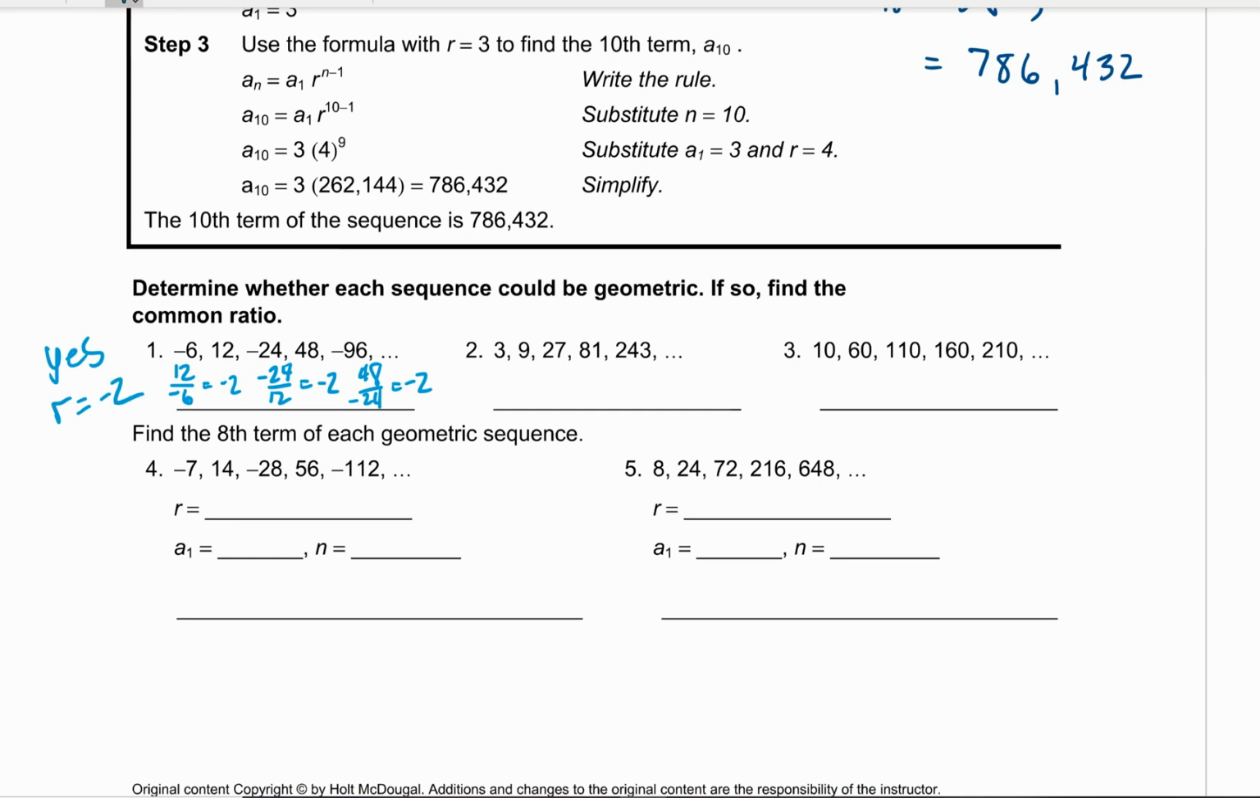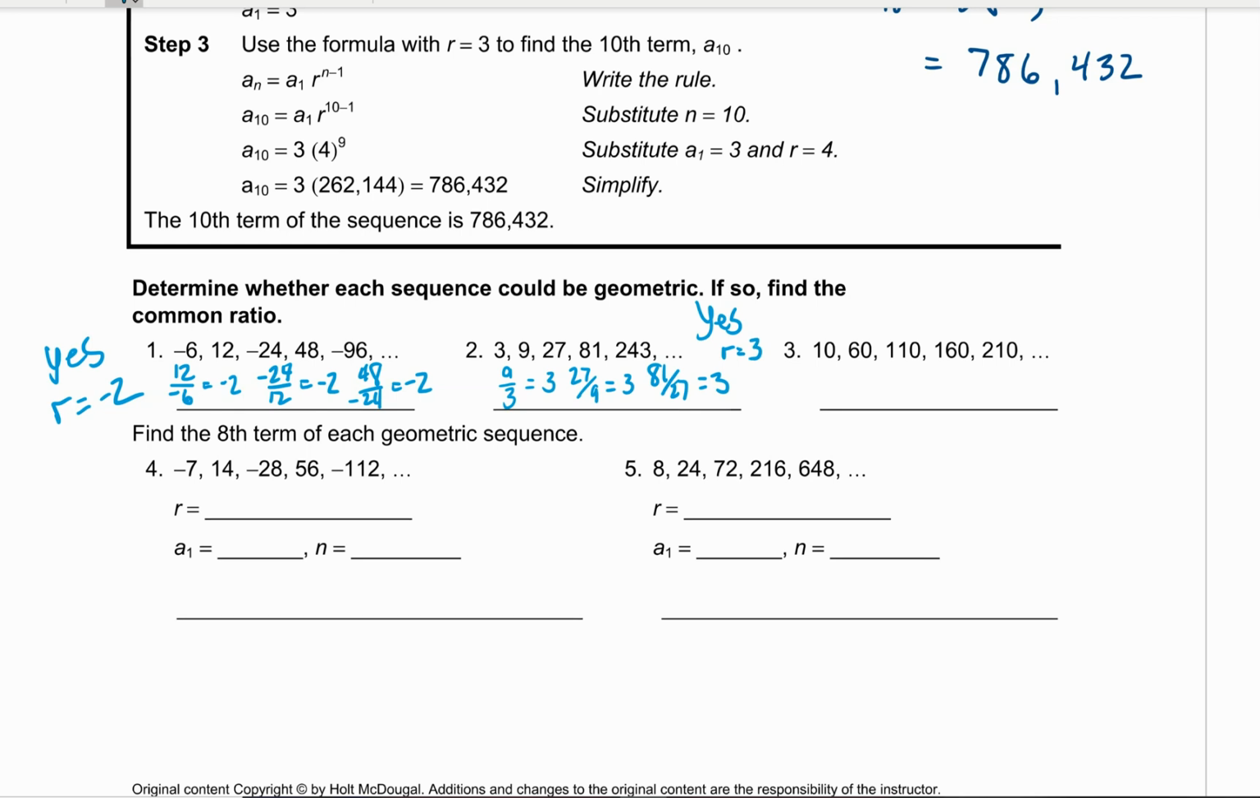Let's look at number 2. This one should look familiar to you from the previous lesson. 9 divided by 3 is 3. 27 divided by 9 is 3. 81 divided by 27, guess what that is? It's 3. So again, I'm going to say yes to number 2. R equals 3.